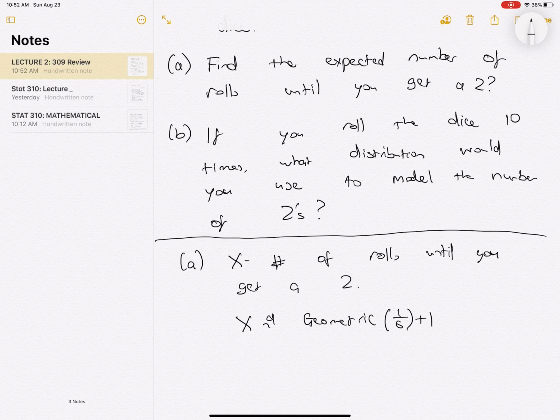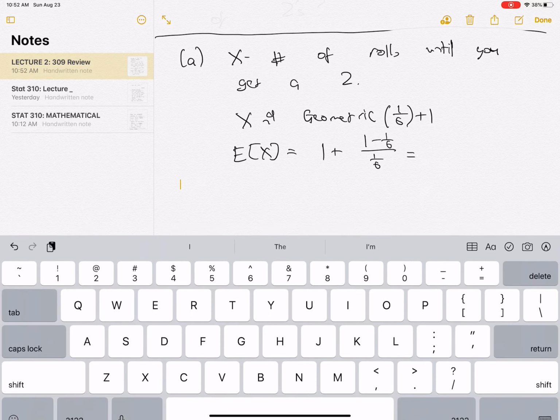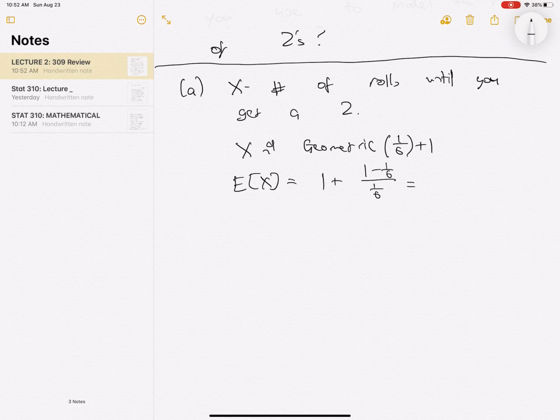Okay, so we want to find the expectation of X here. That's just going to be 1 plus the expectation of geometric of 1/6, which is (1 minus 1/6) over 1/6, which is just going to be 1 plus 5, which is 6. And it's a good idea to check if the answers you get make intuitive sense. If I asked how many rolls it would take to get a 2, 6 sounds reasonable, because you only have a 1 in 6 chance of getting a 2 on each trial.